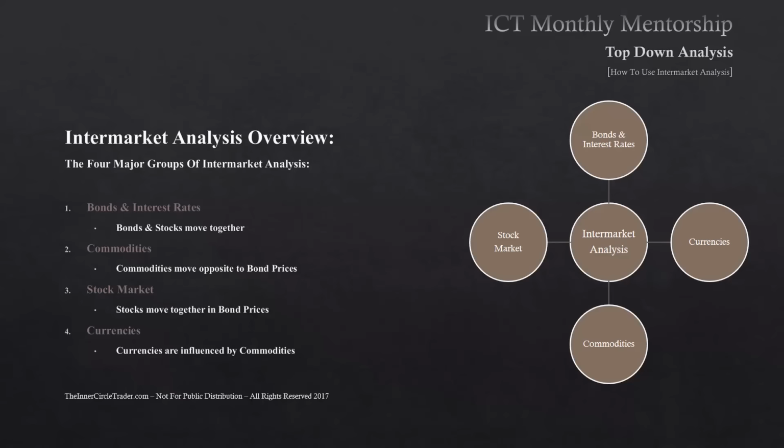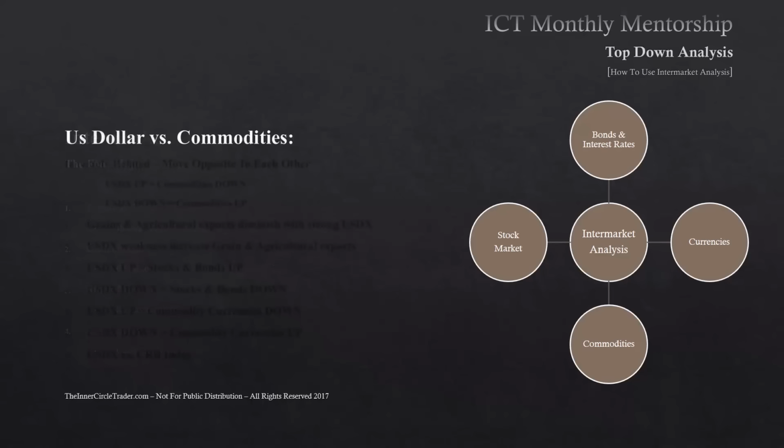And currencies obviously are influenced by commodities. So the effects of export sales and production in relationship to certain commodities, that's going to have a direct impact on specific commodities and specific currencies. Okay, we're going to look at the first relationship here as the US dollar versus commodities. We're going to look at this as an inversely related relationship. In other words, they move opposite to each other.